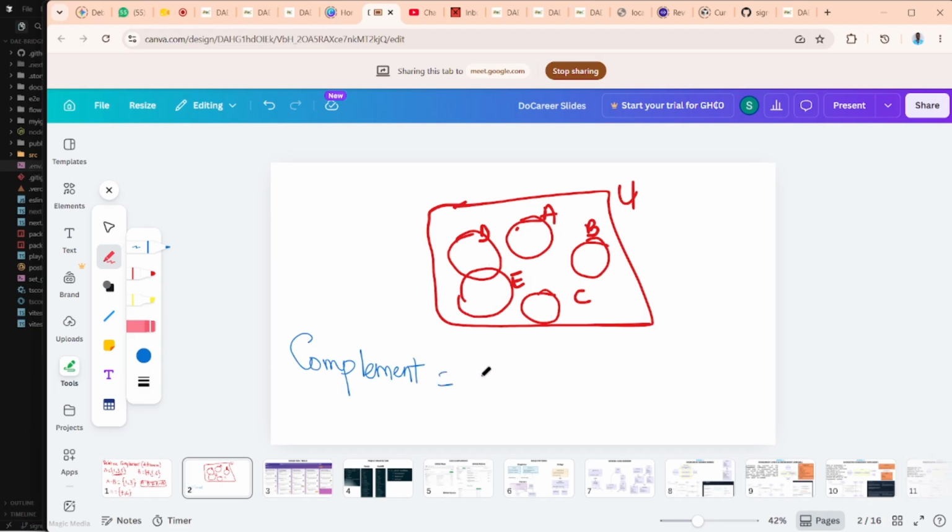The symbol is A prime here, or some people do it with a bar on top, right? But we'll be using the bar on top here. So this is the A complement. Anything outside of A is called the A complement. So if you take A and then you add the complement to it, you are going to have the universal set.